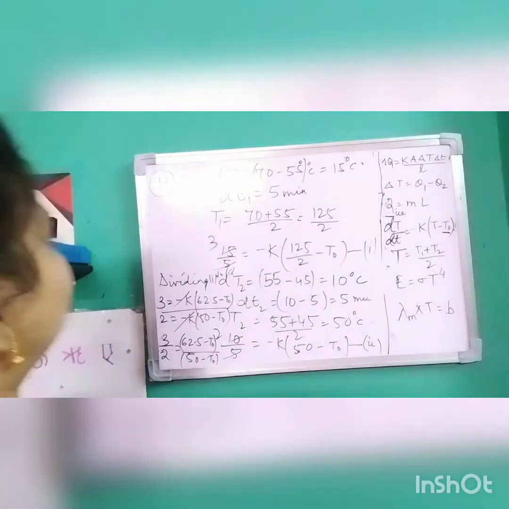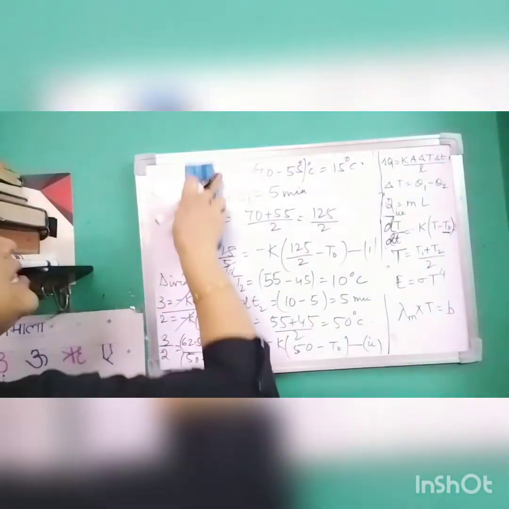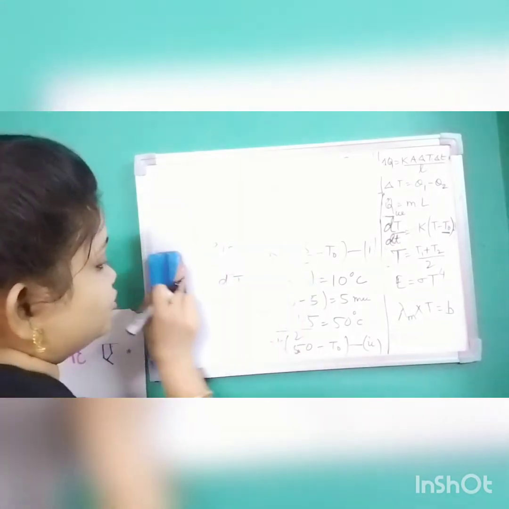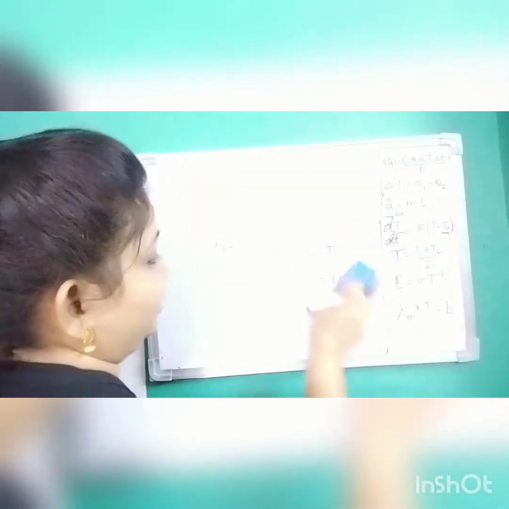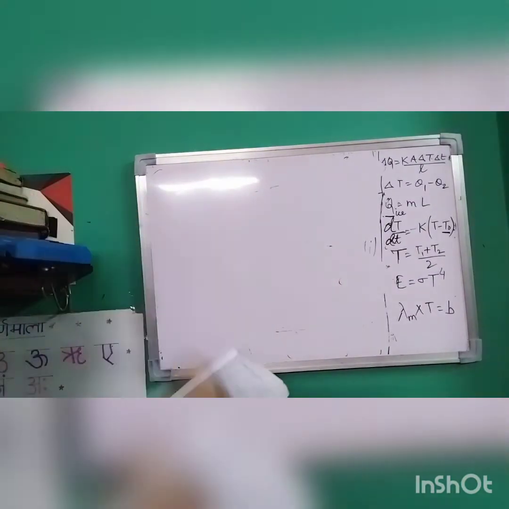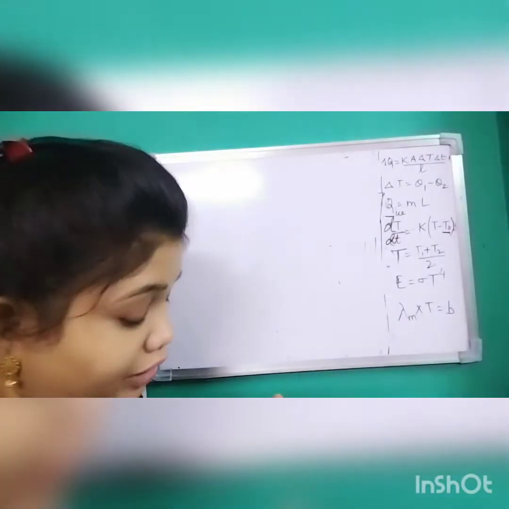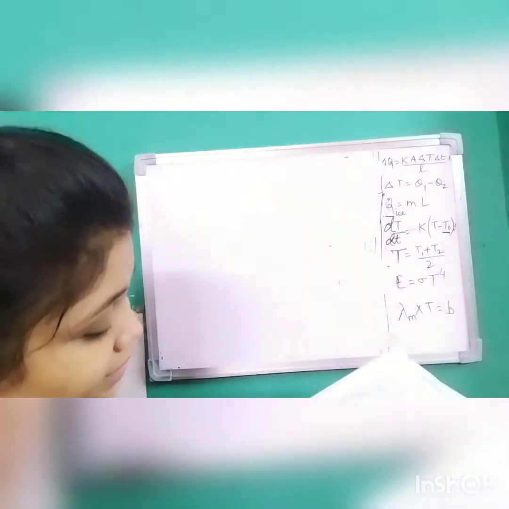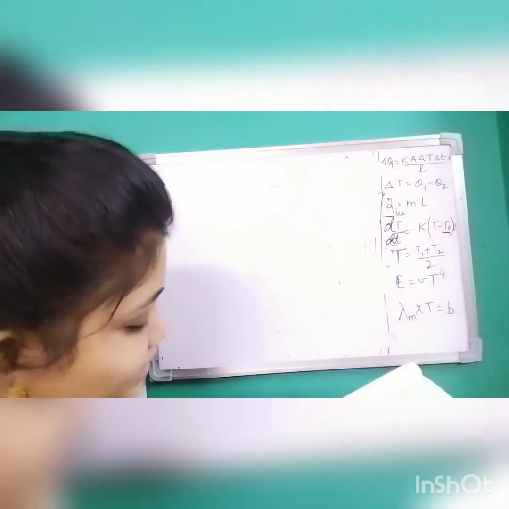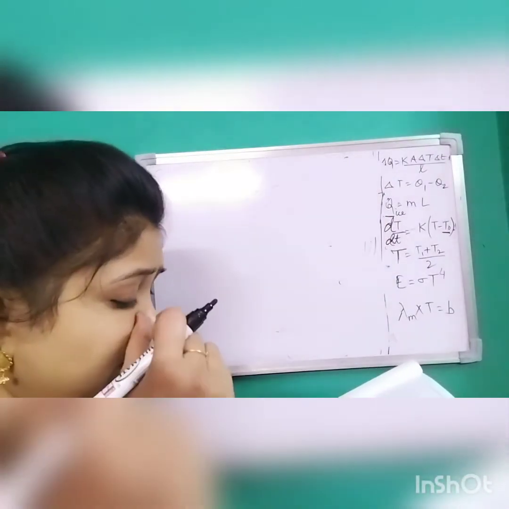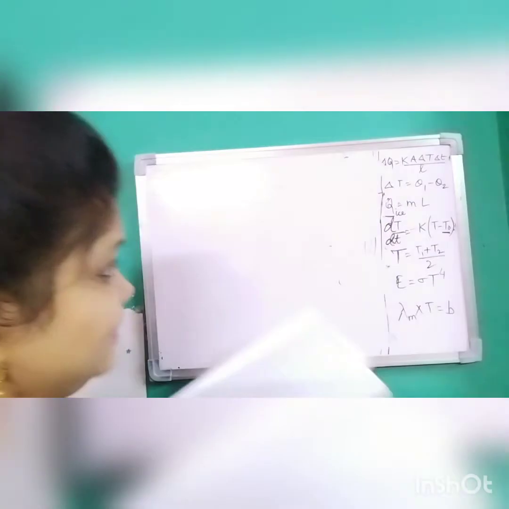Okay, now let's go to the 17th sum. The 17th sum is also the same as the 16th sum. It's also based on Newton's law of cooling. So let's see what it is telling us. A pan filled with hot water, or hot food, cools from 94 to 86 degrees centigrade in 2 minutes.